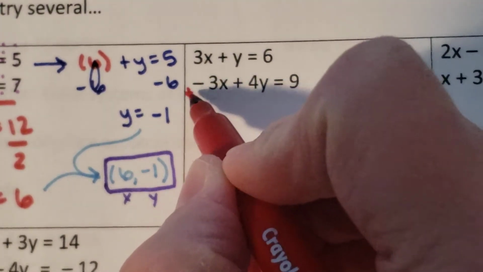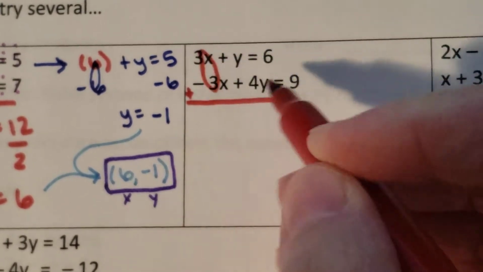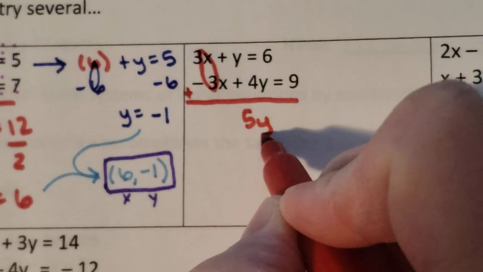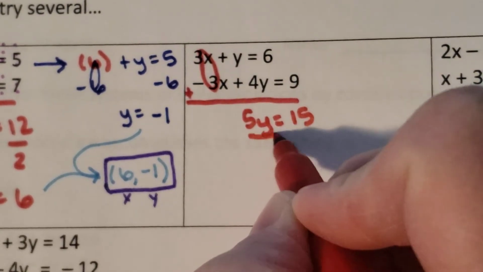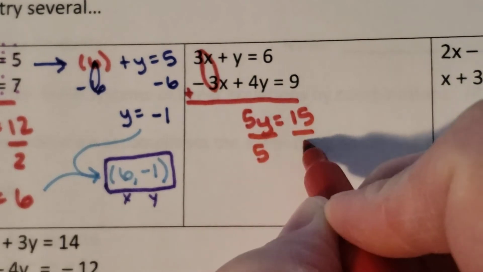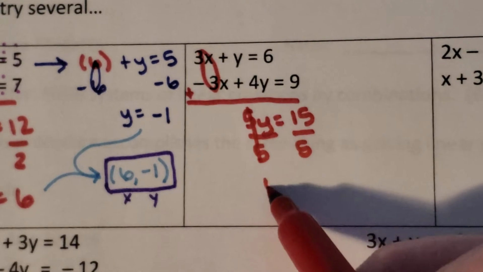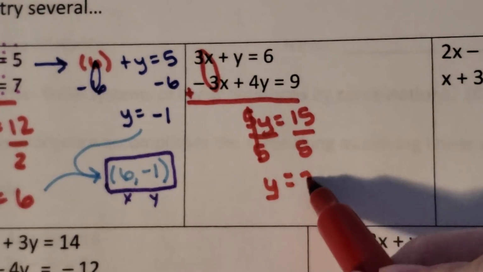I'm going to put in a tiny plus sign. So 3 minus 3 is nothing. So y and 4y are 5y's. 6 plus 9 is 15. Y is being multiplied by a 5. The reverse of multiplication is division. What I do on one side, I do to the other. 5 over 5 is 1. Y equals 15 over 5 is 3.